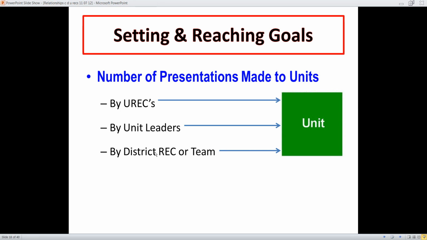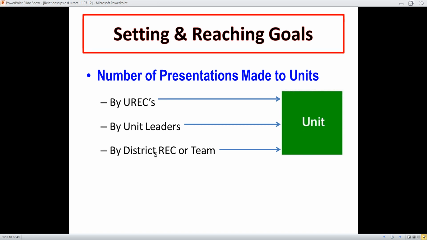But the UREC makes those presentations, unit leaders can do that, and then, of course, involving the district REC are the team. So how many presentations are made to units? That's important to be done at the district level, certainly, and even on up to the council level, because the ultimate goal is getting the information to the leaders and the scouts so that something can be done about it.